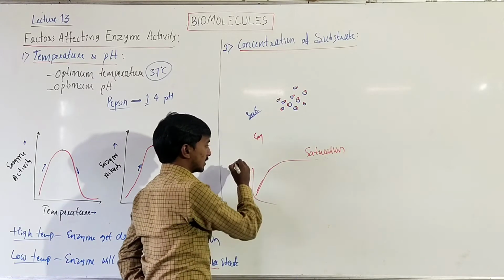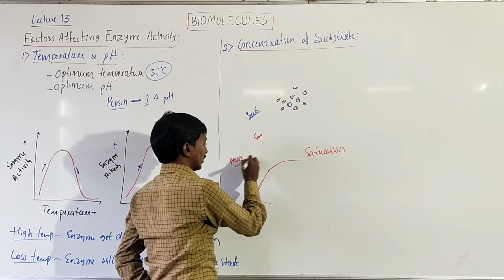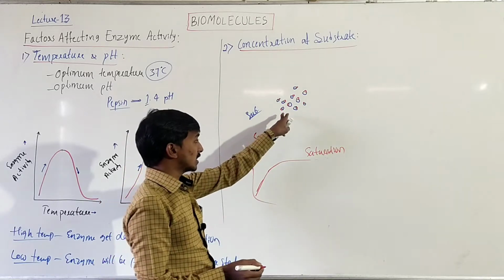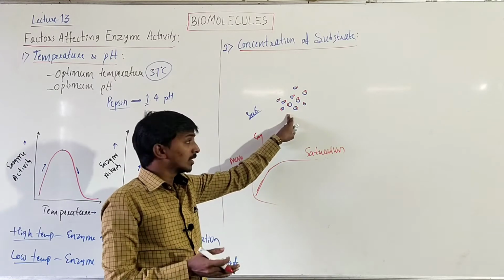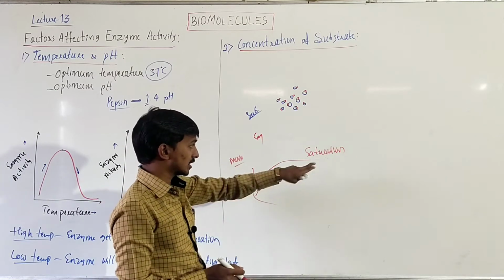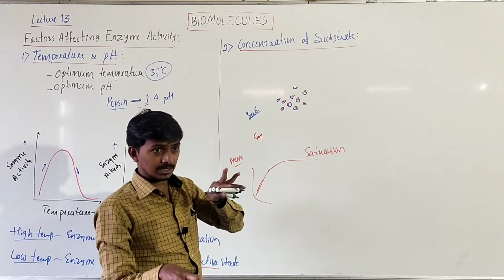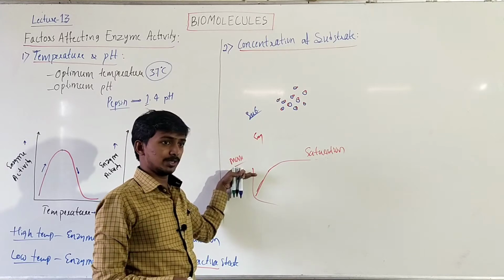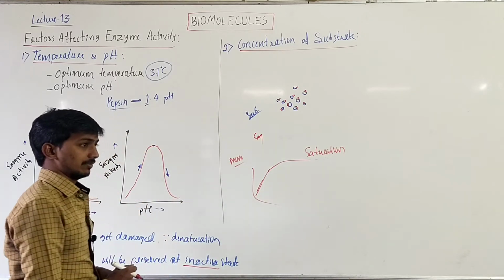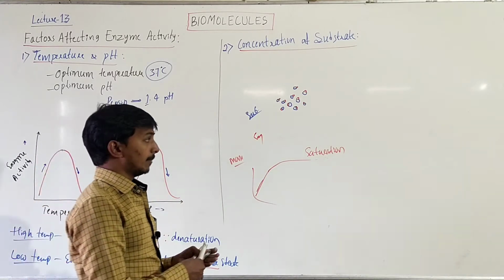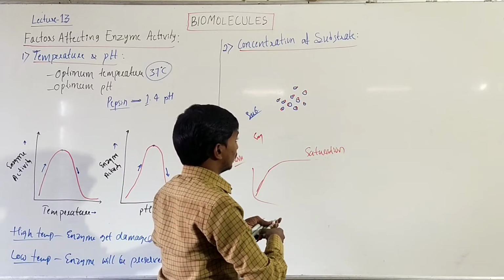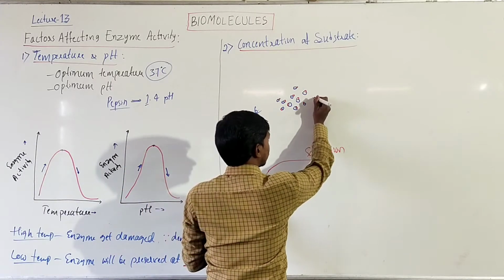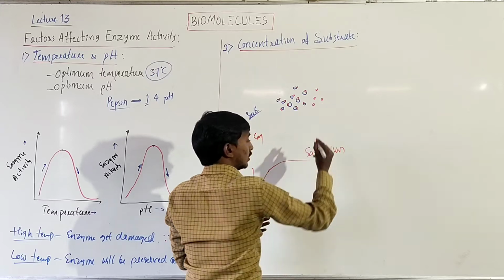It means the velocity has reached maximum because all the substrate molecules bind with the enzyme molecules. It has reached saturation, an equal number of enzymes and substrates. So maximum velocity will be observed in the enzyme activity. But afterwards, even if you increase the number of enzyme molecules, there is no effect.